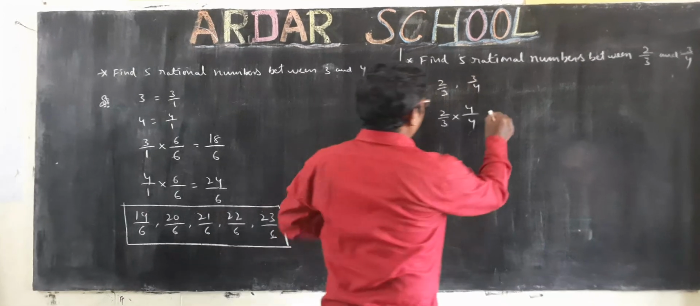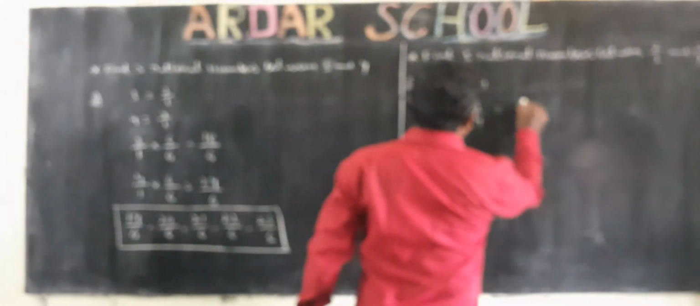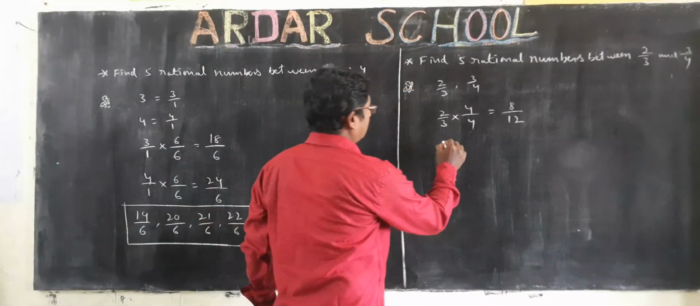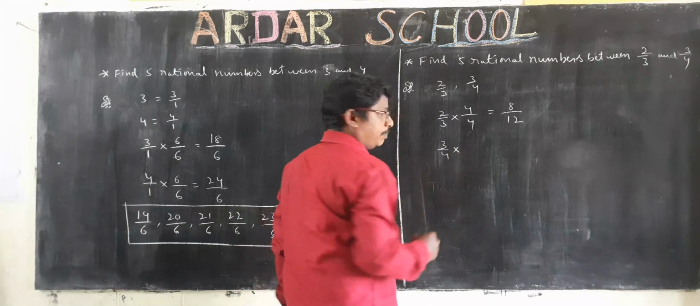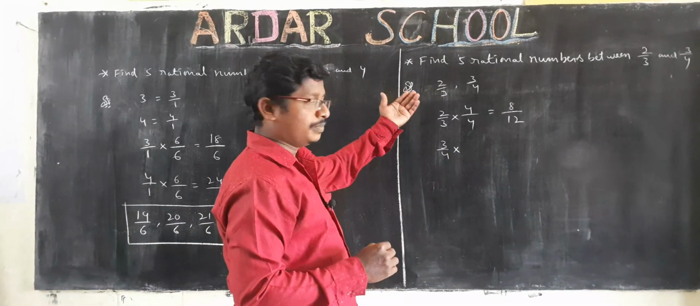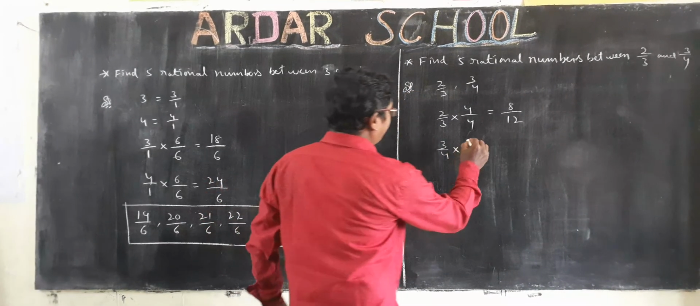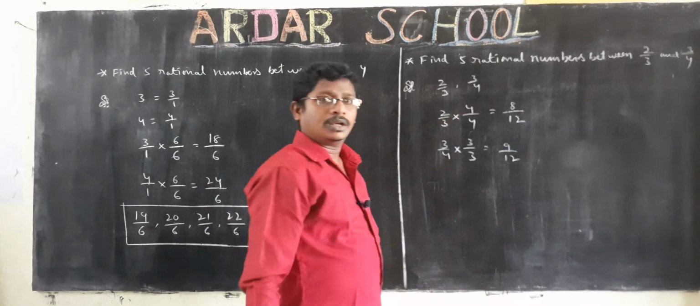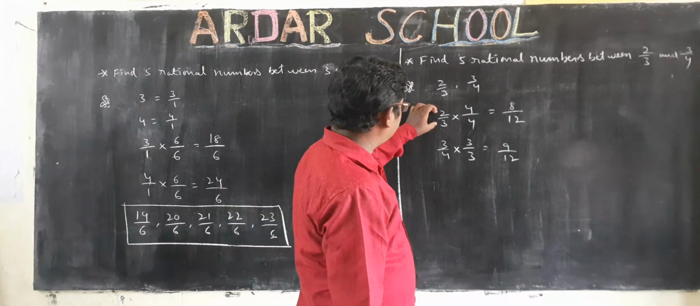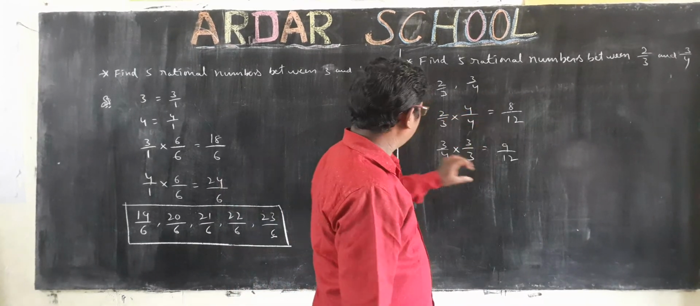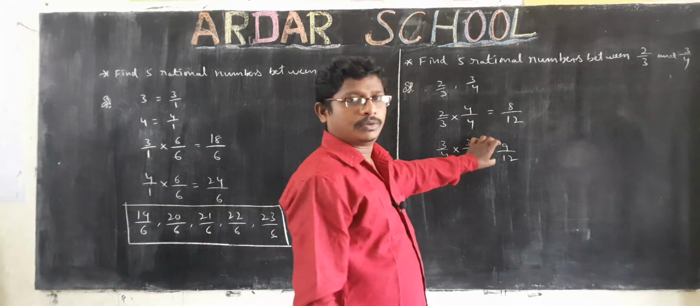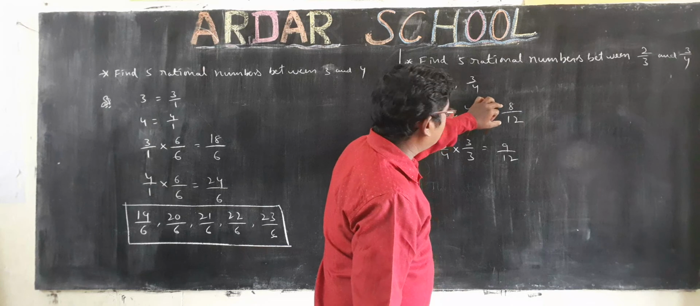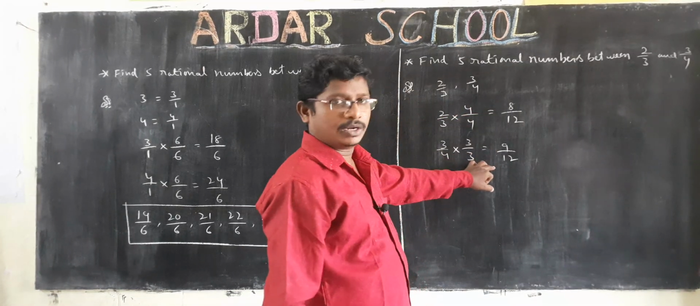2 fours are 8, 3 fours are 12. Again take the second fraction: 3 by 4 is multiplied by the denominator of the first fraction, 3 by 3, giving 9 by 12. These are like fractions. 2 by 3 is equal to 8 by 12, and 3 by 4 is equal to 9 by 12. Now we have to find 5 rational numbers between 8 by 12 and 9 by 12.